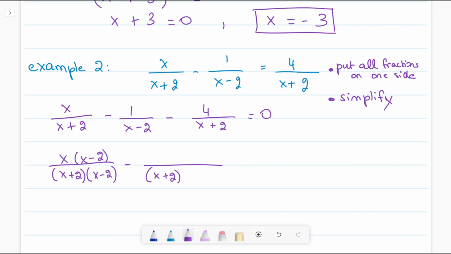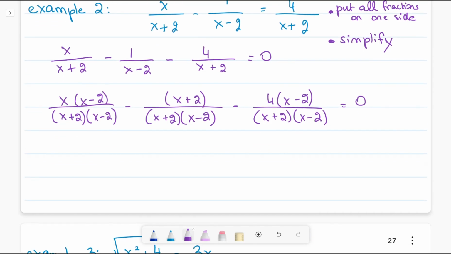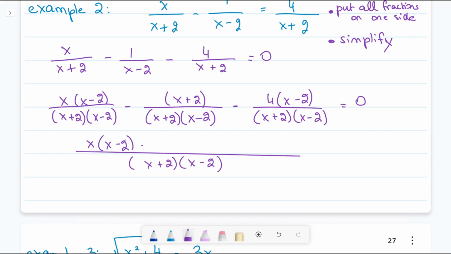For the second fraction, same thing. I multiplied the denominator by x plus 2, so I should also multiply the numerator by x plus 2. Third fraction, I multiply the denominator by x minus 2, so I will also multiply the numerator by x minus 2. Since all of these have the same denominator, I can write them under one fraction. And this will give me x times x minus 2 minus x plus 2 minus 4 times x minus 2 equals to 0.